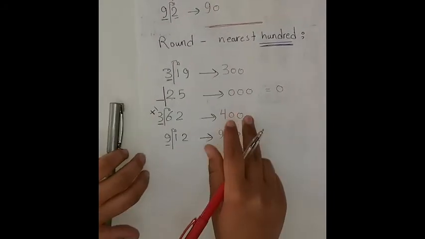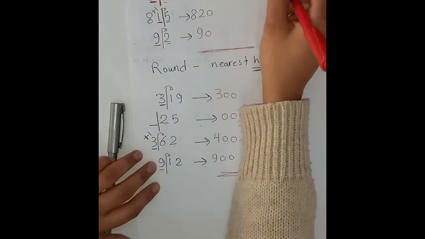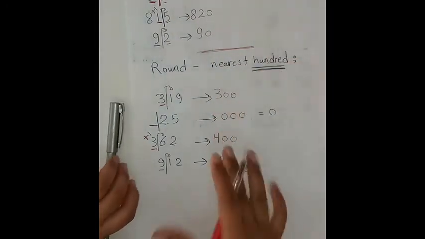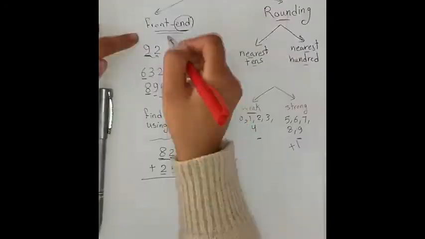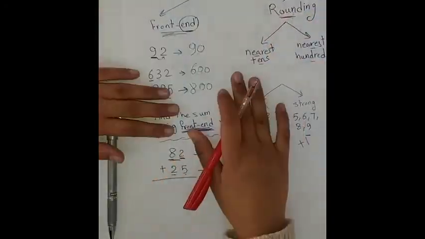Two things we must make sure of: does it want to the nearest 10 or to the nearest 100, and which strategy does it want to use, front end or rounding. And that's all.